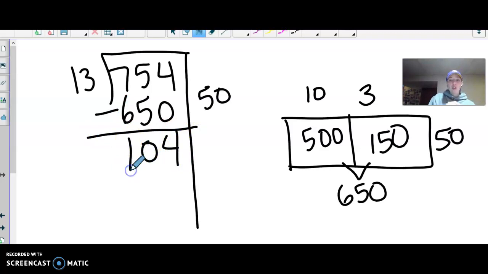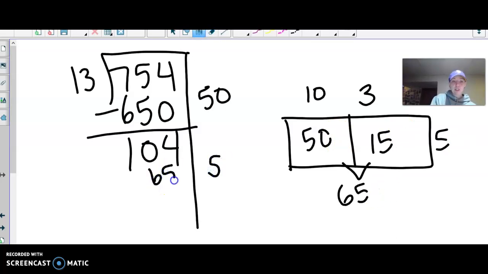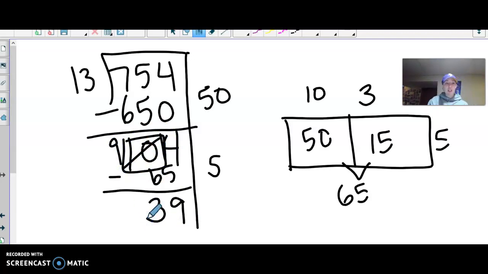4. Okay, 104. Definitely can't do 50 more groups. Can't even do 10 more groups. So let's go ahead and just go back to 5 groups, to get 65, because I know that's pretty close. 14 minus 5 is 9. 9 minus 6 is 3.